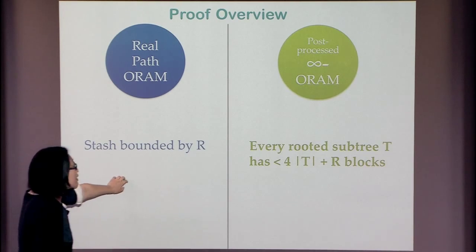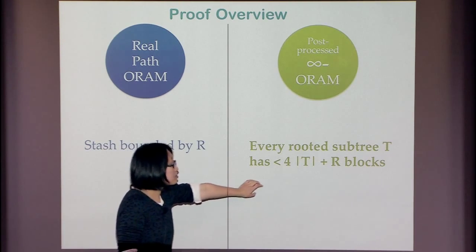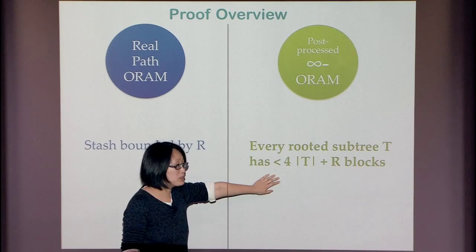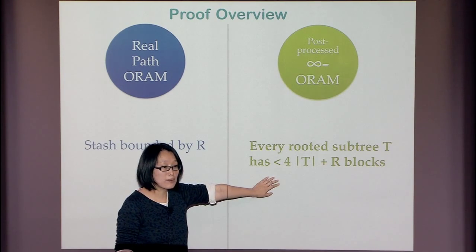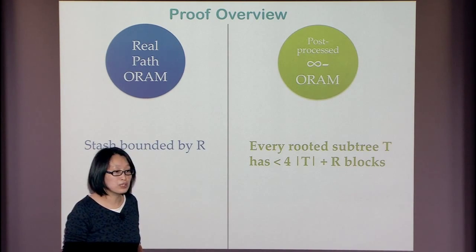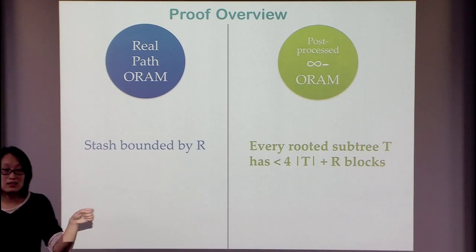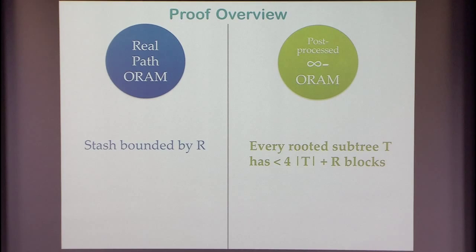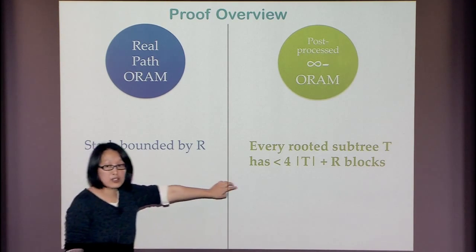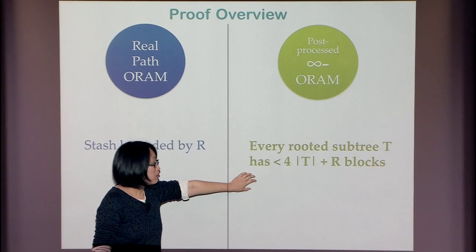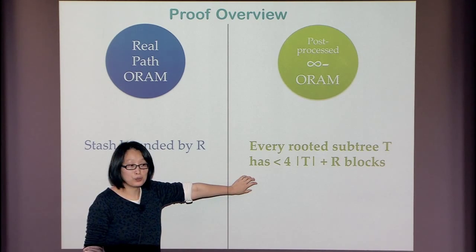So what's nice about this is that in order to do the proof, I only have to reason about this infinity ORAM, and this infinity ORAM is much easier to reason about because I have this very nice property that whenever a block gets evicted, it will go to the furthest place it can legitimately reside. So there is actually one version of Path ORAM that's relatively easy to prove.